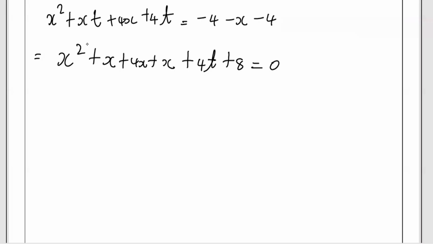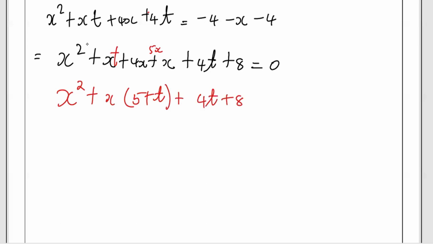You say this is xt. I don't know why I'm just writing x. Okay, xt plus 4x plus x. All right, so it's x squared plus this is 5x, and then this is xt, meaning that's going to be x into 5 plus t. And then plus, we're going to have a 4t plus 8. So from this, we know that our a is a 0, our b is going to be a 5 plus t, and then our c is going to be 4t plus 8.